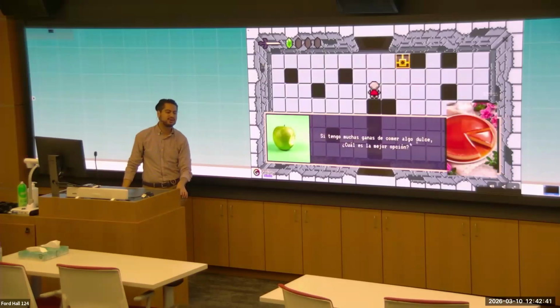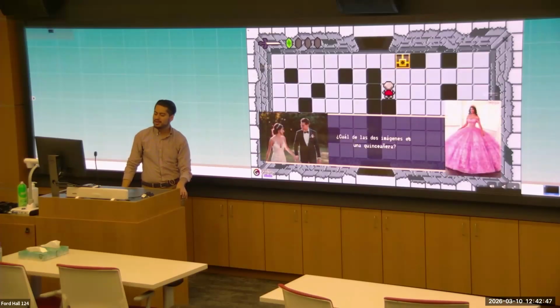Algo dulce, see? So algo dulce, well, here I have a manzana, see? I'm looking for my flan over here, correct? Now, think about here, la quinceañera, where that is la boda. Again, everything's on purpose. So this is vocab, these are my wedding, my celebraciones. I want the quinceañera, so I do the quinceañera.